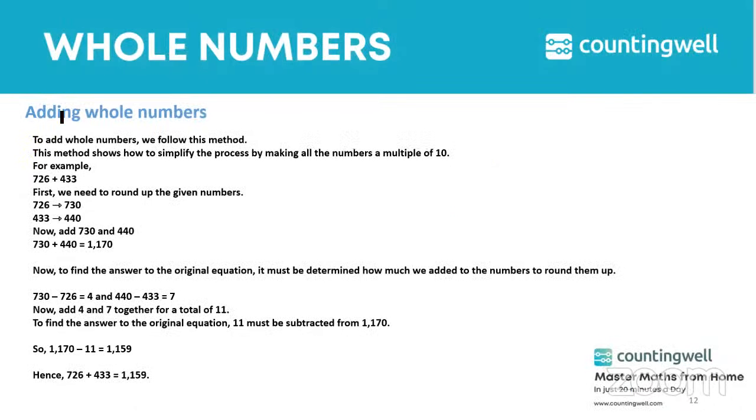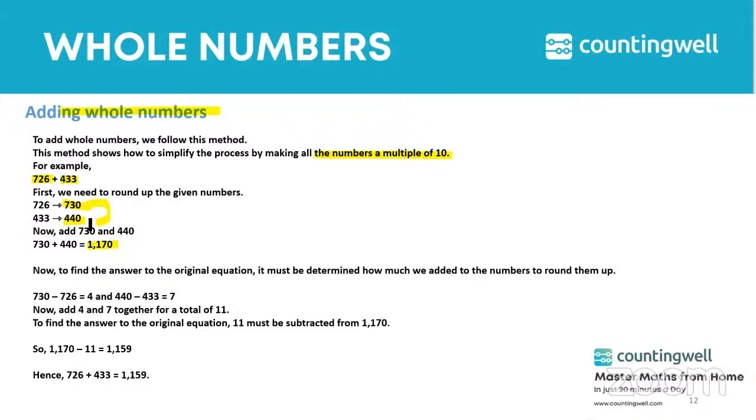Let us see some tips and tricks for exams. Whenever we are adding two whole numbers, this trick is very helpful to simplify the process by making all the numbers a multiple of 10. So here you can see 726. If you want to make it a multiple of 10, we can write it as 730. Here we have 433. Multiple of 10, we can write it as 440. So adding 730 and 440, we get 1170.